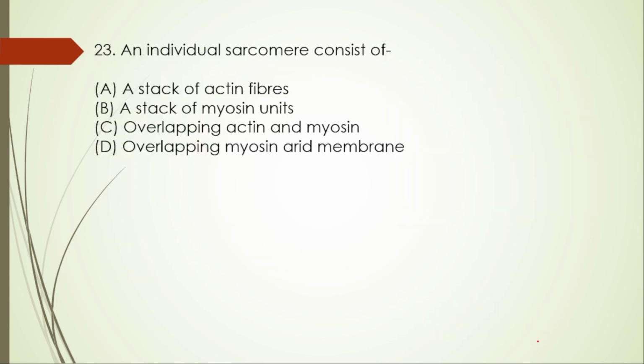Next question, that is question number 23. An individual sarcomere consists of A. a stack of actin fibers, B. a stack of myosin units, C. overlapping actin and myosin, D. overlapping myosin and membrane. So here the right option is option C.